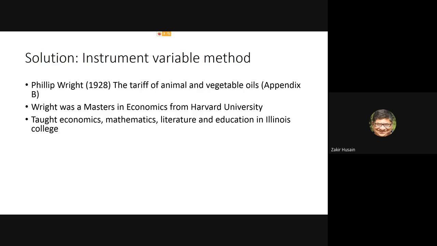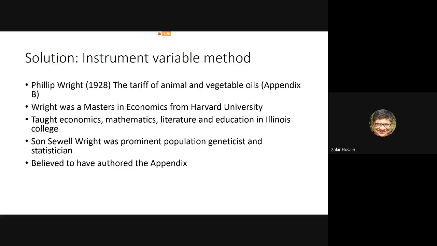Now, Wright had a son. His name was Sewell Wright. And Sewell Wright was not like his father. He was a very well known population geneticist and statistician. So people said that we have such a difficult problem, and how can a dad like Philip Wright solve it? It must have been his son who solved it. So there was a debate as to whose solution it really was.